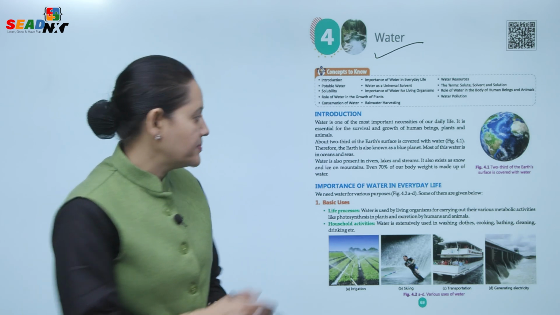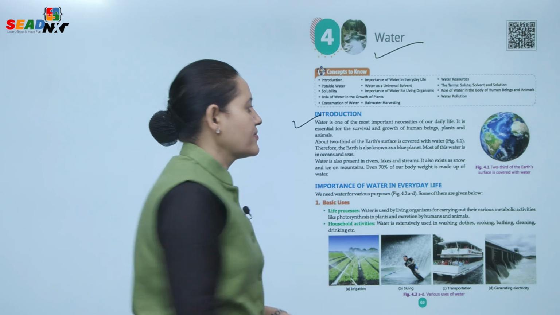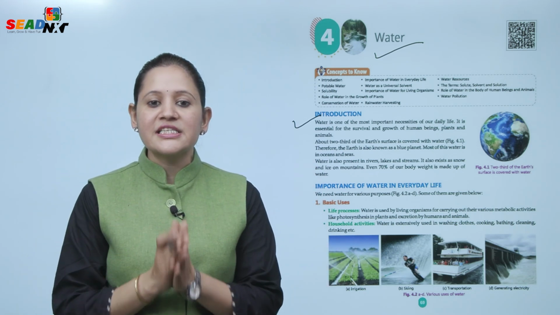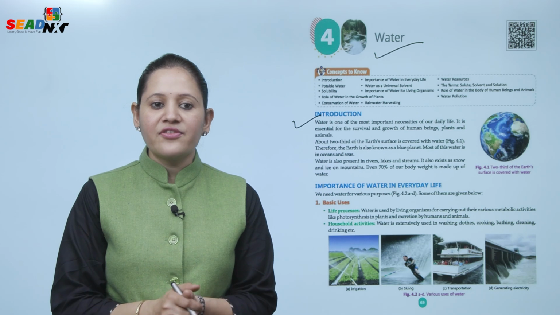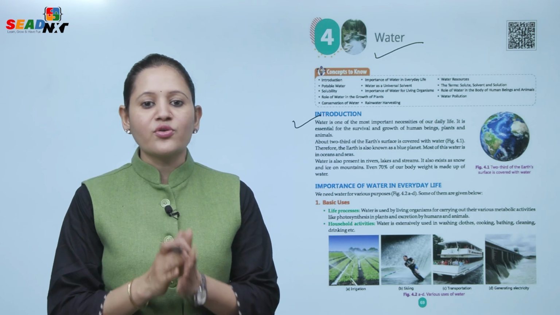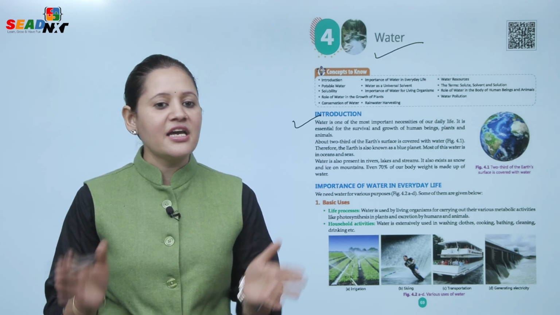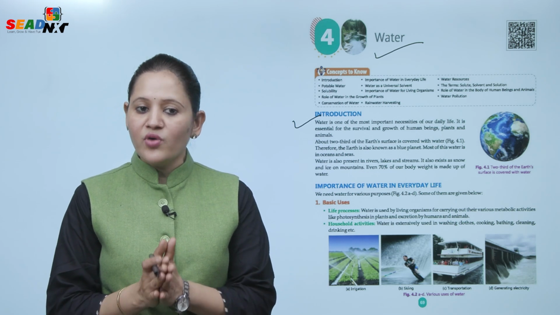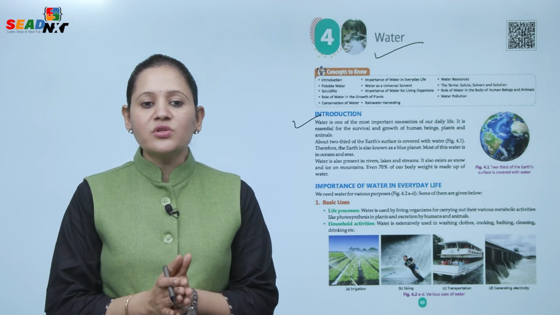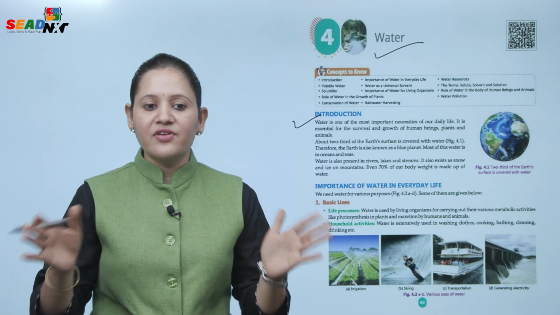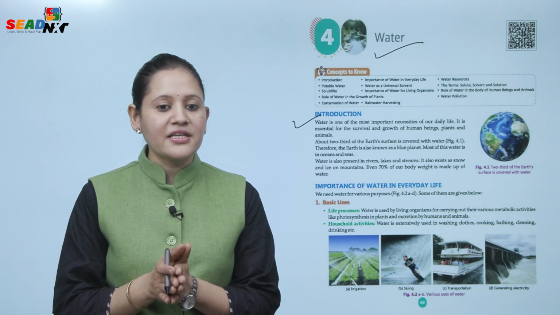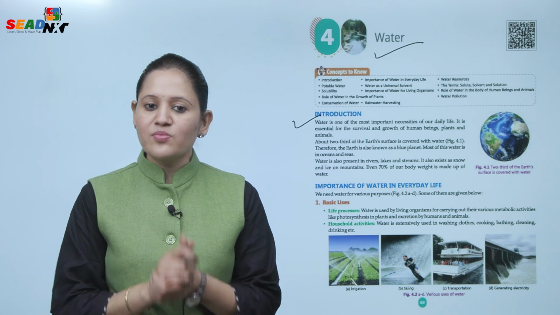First is introduction. As we know, water is one of the most important necessities in our daily life. It is essential for the survival and growth of human beings, plants and animals. About 2/3 of the earth's surface is covered with water. Therefore, earth is also known as the blue planet.